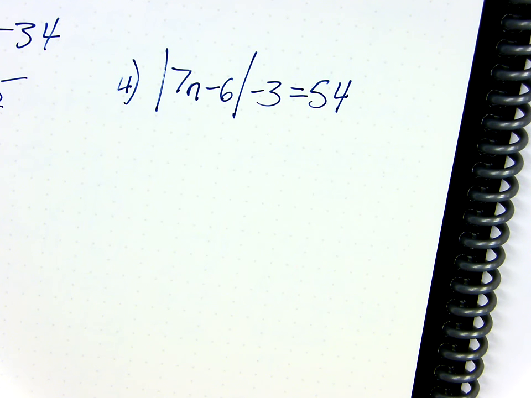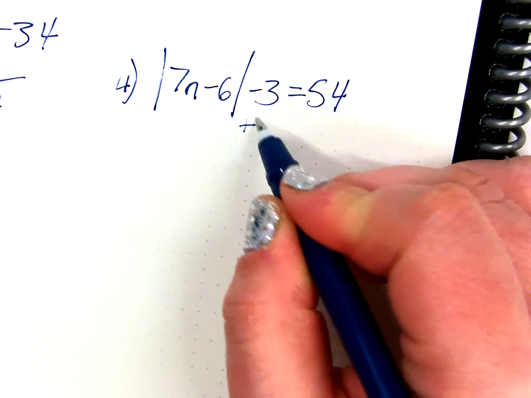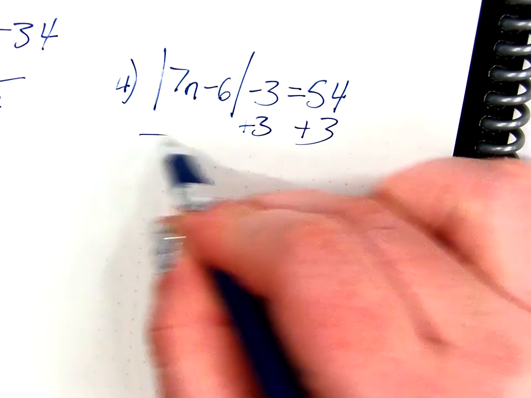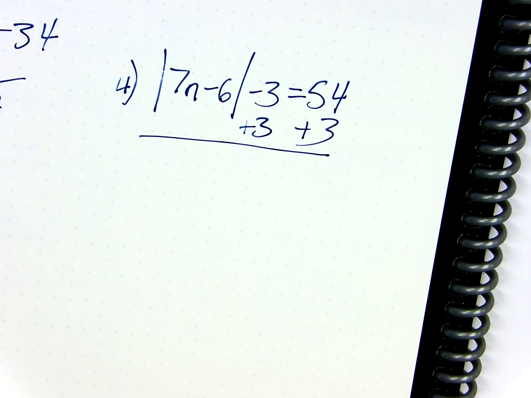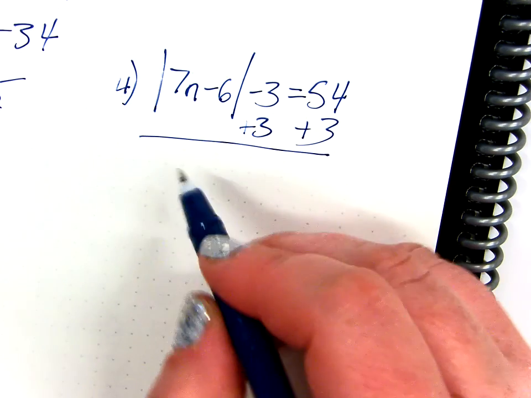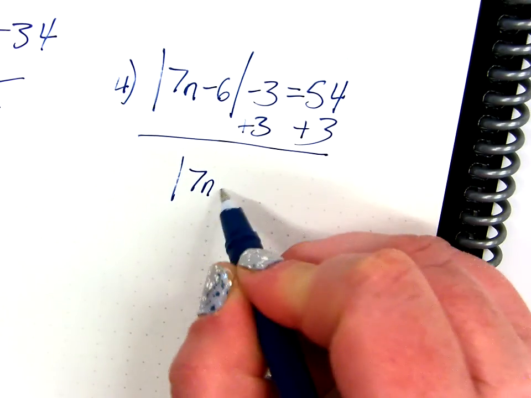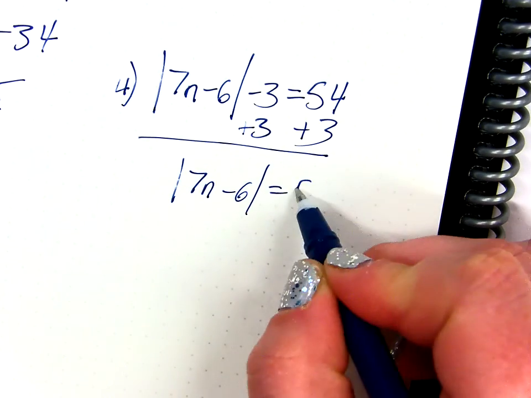Yeah? And where do you get that from? Yes. Okay. Yeah, so the first thing that you need to do when you're solving an absolute value equation, you want to get the absolute value all by itself on whatever side of the equal sign that's on. So we're going to start off by adding that 3. 7n minus 6 is now equal to 57.